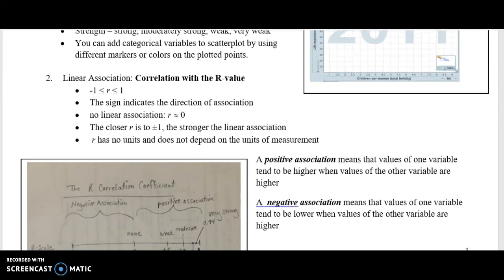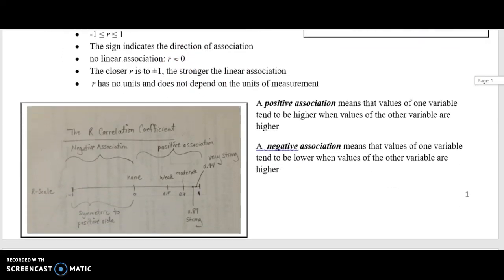So, back here, the sign indicates the direction of the association. If you basically have a value of 0, that means there's absolutely no association whatsoever. And the closer R is to +1 or -1, the stronger it is.